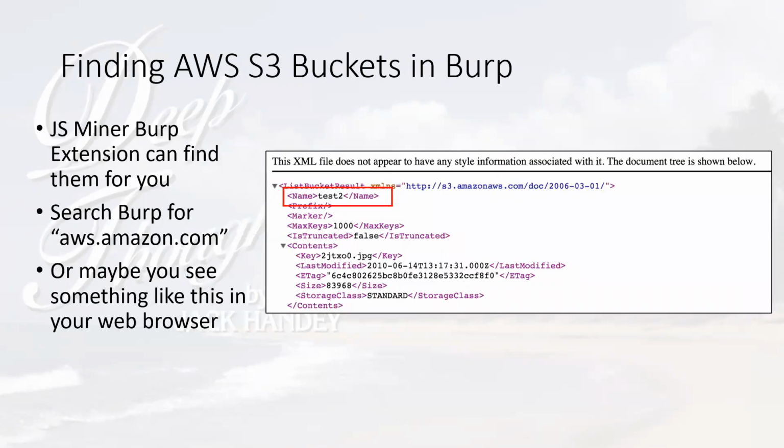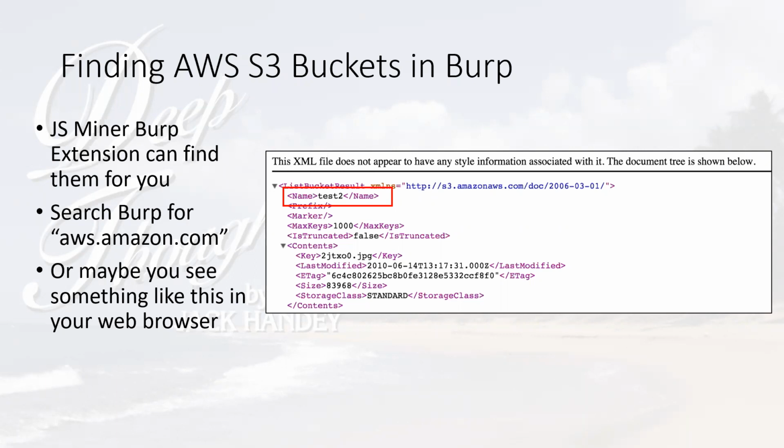Next one, AWS S3 buckets as you're doing app testing. So there's a few different ways to find it that have worked for me. The easiest is, and this has become one of my favorite extensions, JS Miner. JS Miner will find lots of neat stuff buried inside of JavaScript for you. And it'll let you know if it sees hints of AWS S3 buckets.